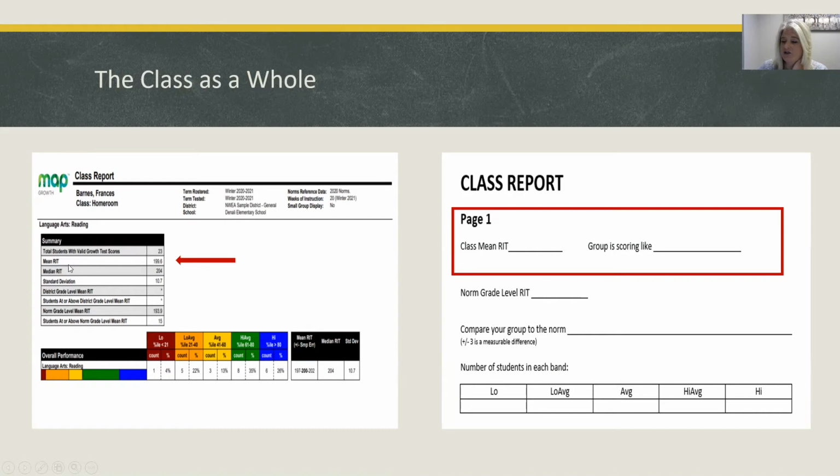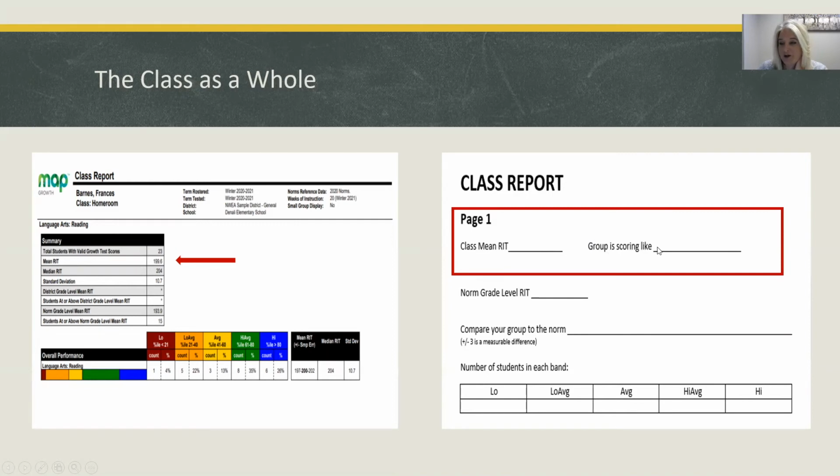And the second row says mean RIT. The mean RIT for my class is a 199.6. So that's what I'm going to put here in this box. I'm going to write 199.6. But then I need to really think about, what is this group scoring like?